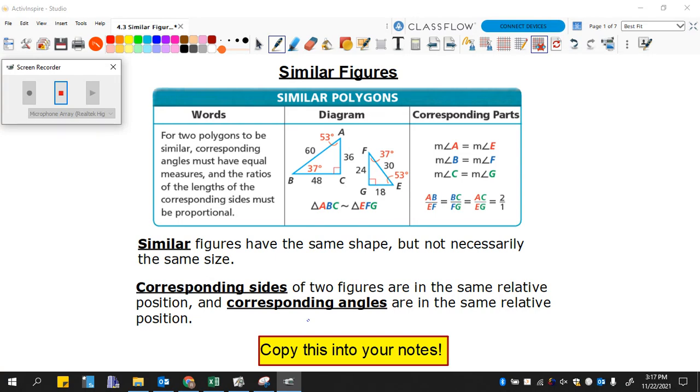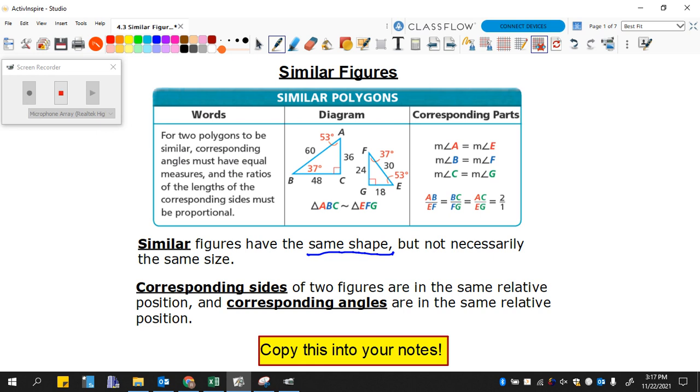All right, in this lesson, we're going to talk about similar figures. Similar figures continue along with what we've been learning about ratios and proportions. Basically, similar figures have the same shape, but not necessarily the same size, okay? And when we talk about the same shape, that means that all of the angle measures have the same measure.